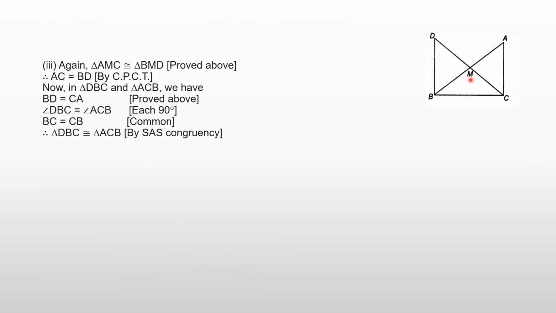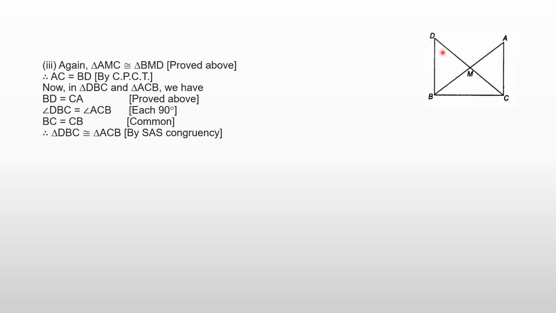So now, AMC and BMD we have proved. AC is equal to BD by CPCT. If these two triangles are congruent, then by CPCT these two lines are also equal. Now we will take the complete triangles DBC and ACB. In these two triangles, BD is equal to CA, angle DBC is equal to angle ACB. We have proved both are 90. BC is common in both.